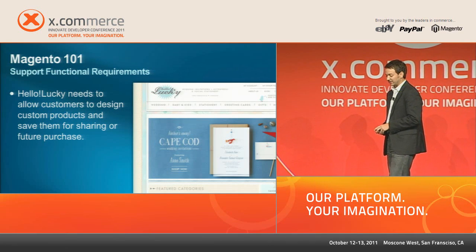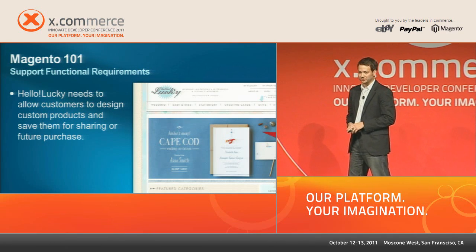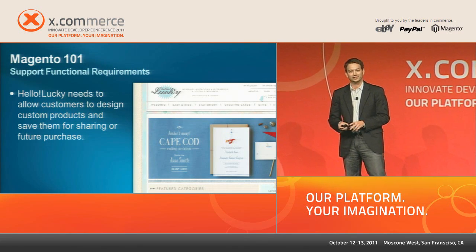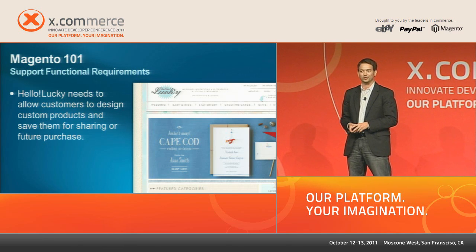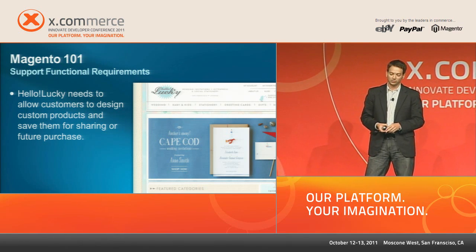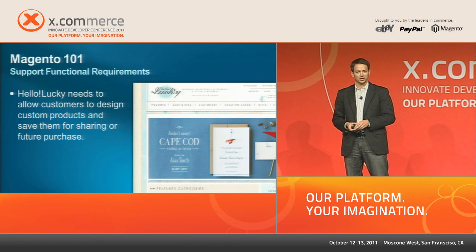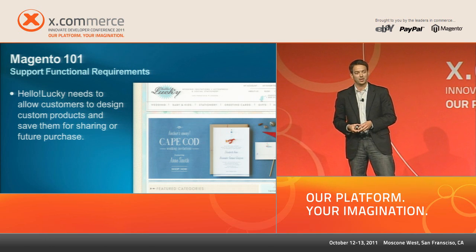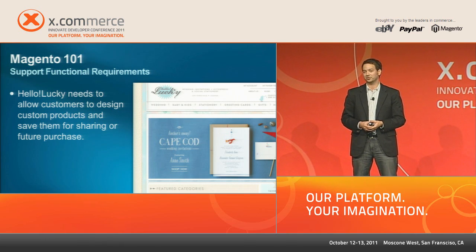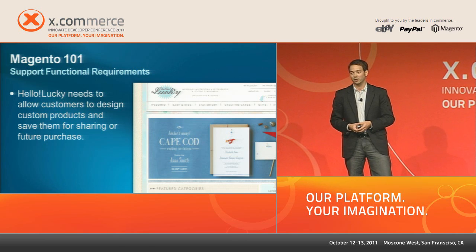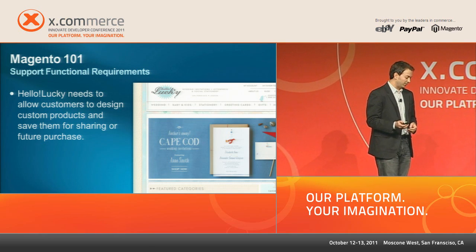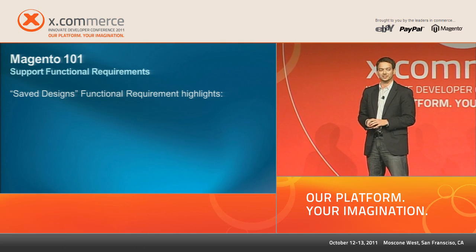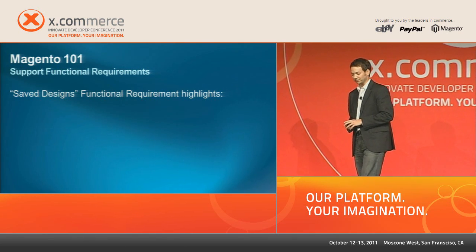So let's talk about one specific example. Hello Lucky is a client of ours. They're a specialty letterpress and design company. They're actually right down the street here in San Francisco, 2 blocks down on Howard. They launched on Magento about 3 years ago and are recently working with us on a series of updates to their site. A large number of those updates are around improving the user experience. So in working with them, one specific requirement that we're looking at is called a Save Designs functional requirement.